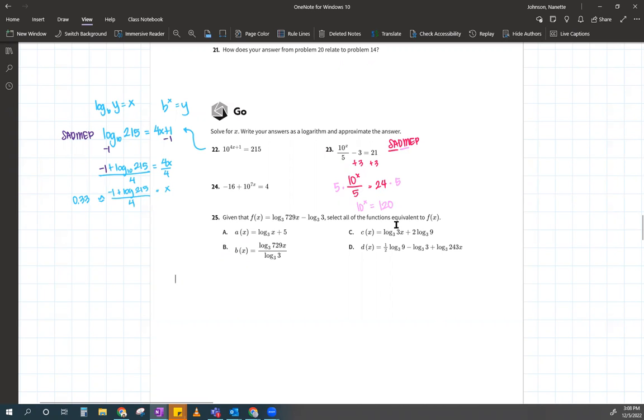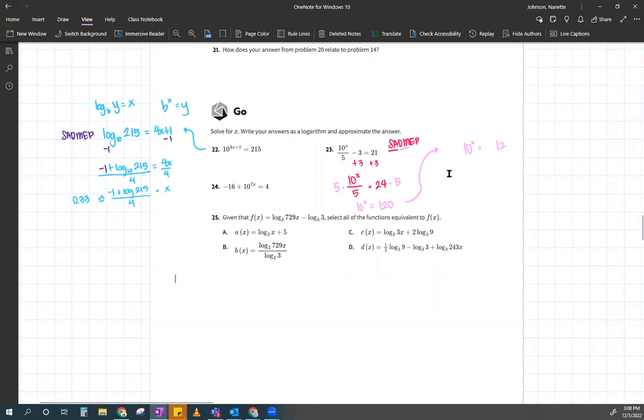Okay, so this part I'm going to do differently. If you like rewriting this in terms of logs, that's what you would do right here. But I'm going to do something differently just so that you can see what the difference is and see which way you like. So I'm going to rewrite it again: 10 to the x equals 120.